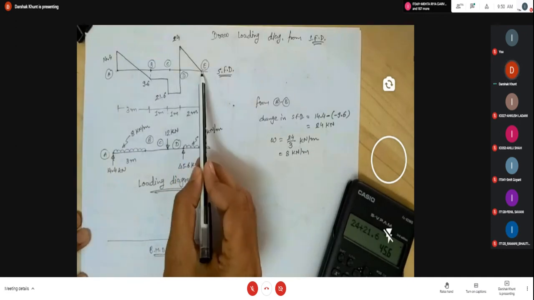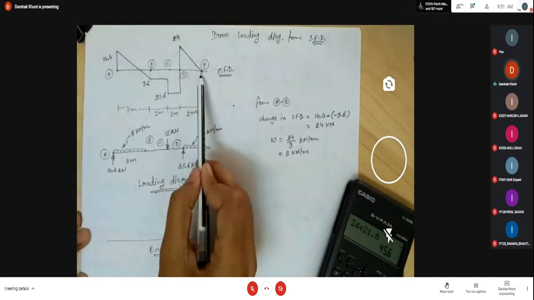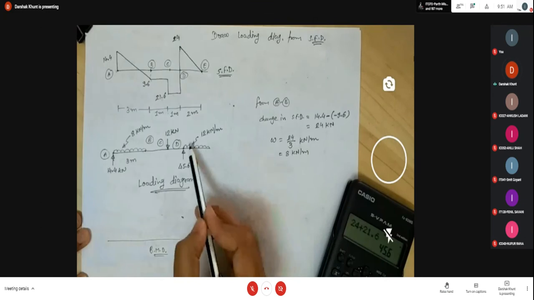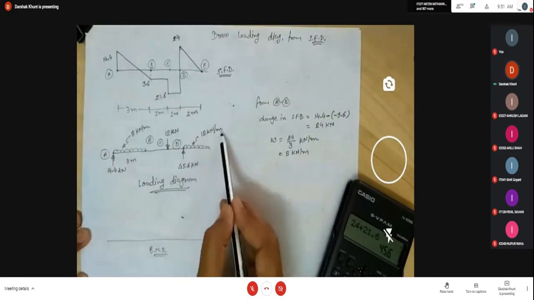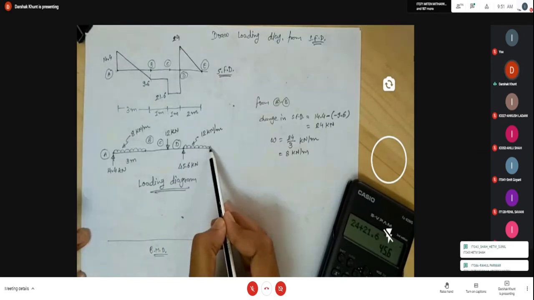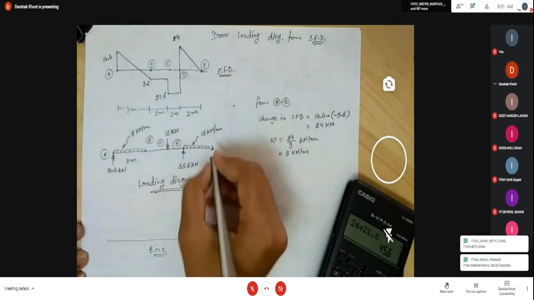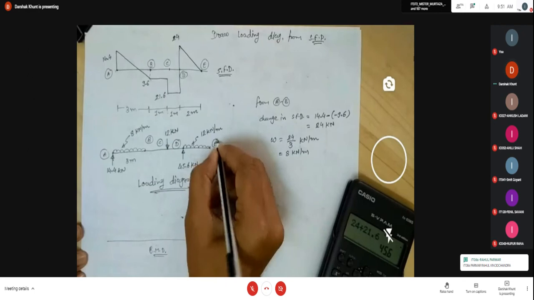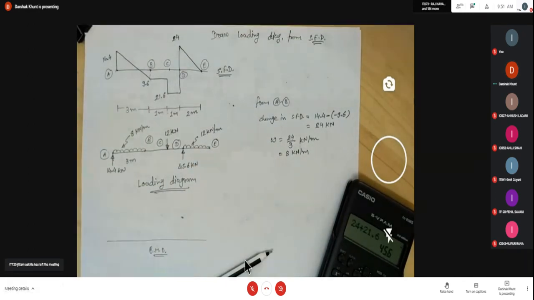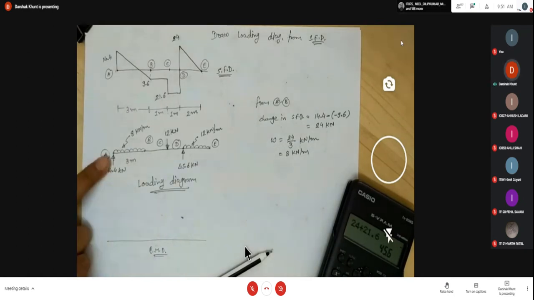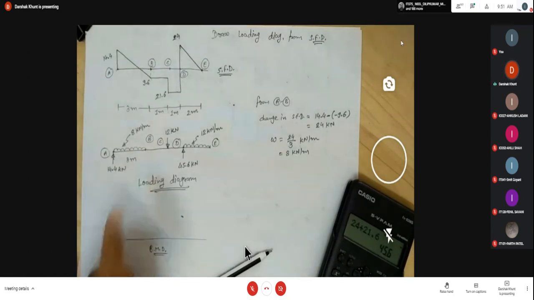Same way you can get here also. Here plus 24 and 0. So 24 and span is 2 meters. So 24 by 2. So you get 12 kilonewton per meter uniformly distributed load. So in this way you can draw the loading diagram from the shear force diagram, and then after you can easily draw the bending moment diagram from this loading diagram.